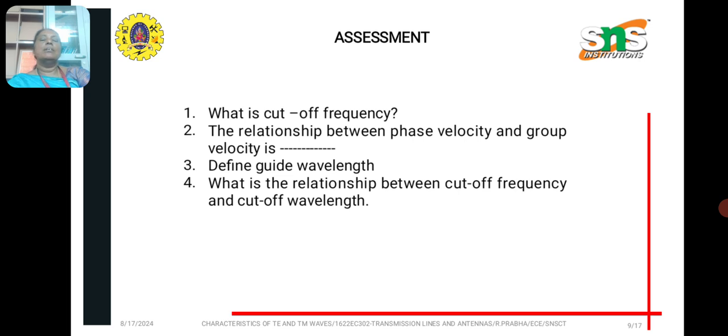In TE and TM waves, the characteristics are equal for both the waves, and this is about the characteristics of TE and TEM waves when they are propagating through a parallel plane waveguide.